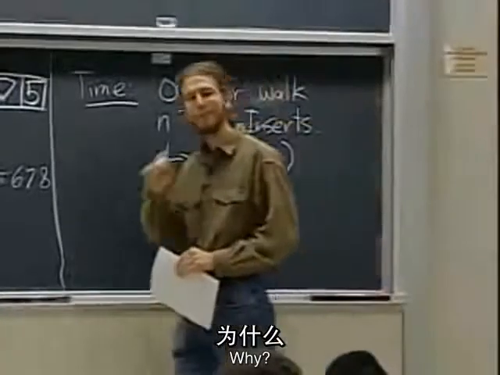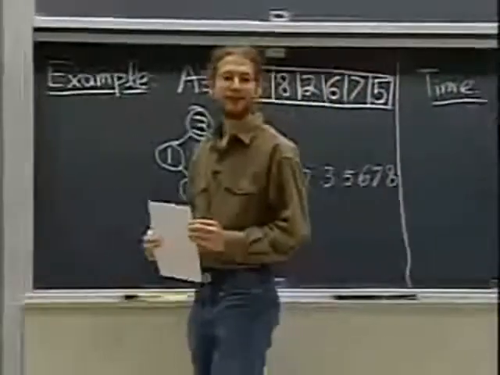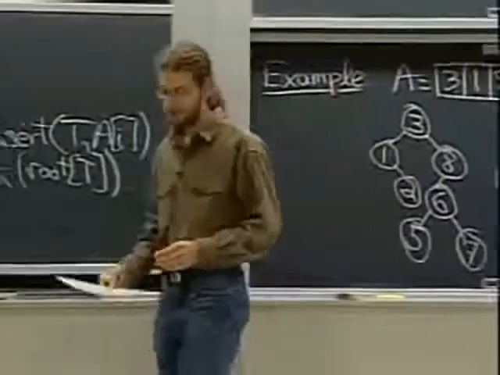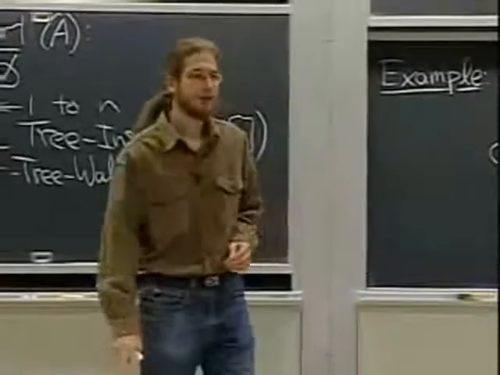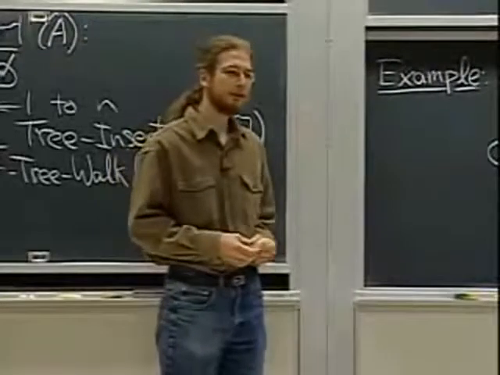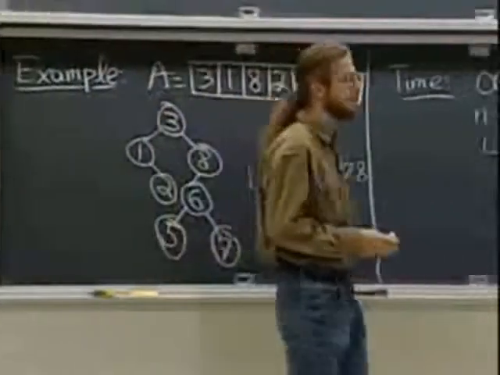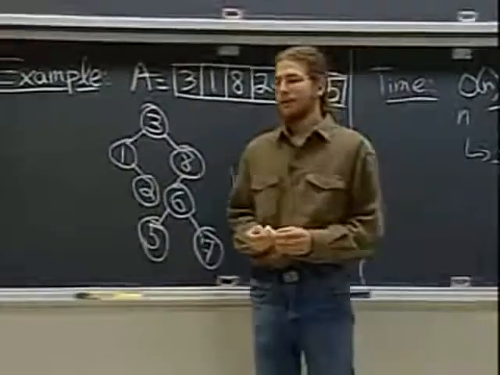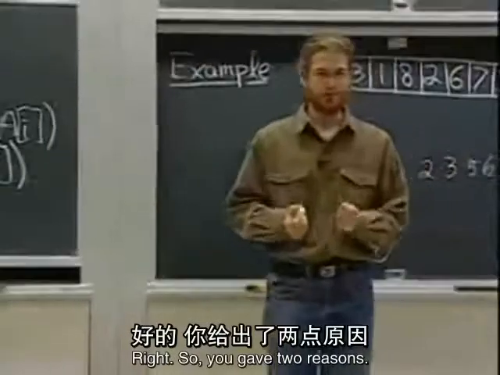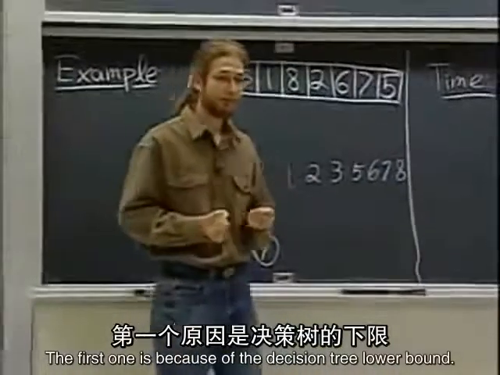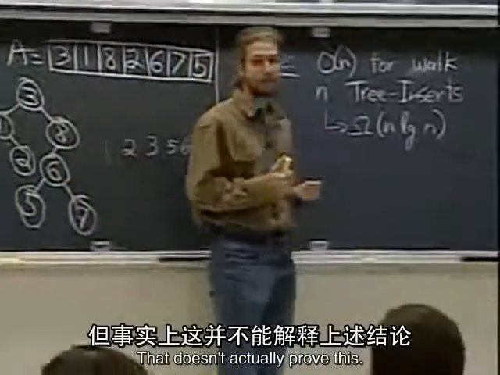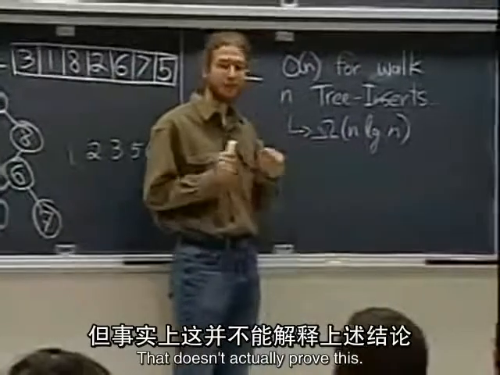Why? Well, because of the decision tree rule, but also because each one is perfectly balanced is going to take roughly log n to find the spot, and you're going to have enough to do, but it could be worse than that. Right. So you gave two reasons. The first one is because of the decision tree lower bound. That doesn't actually prove this.